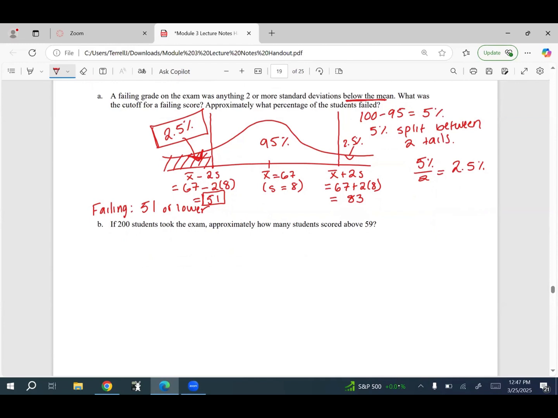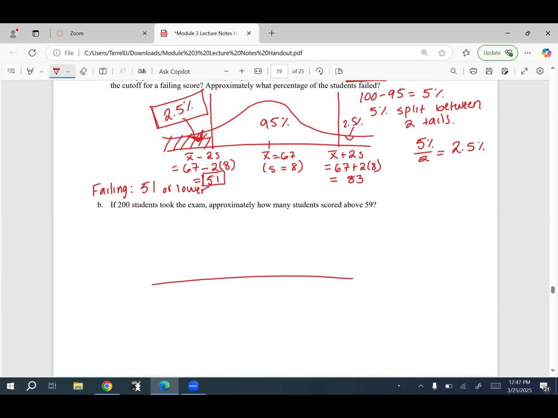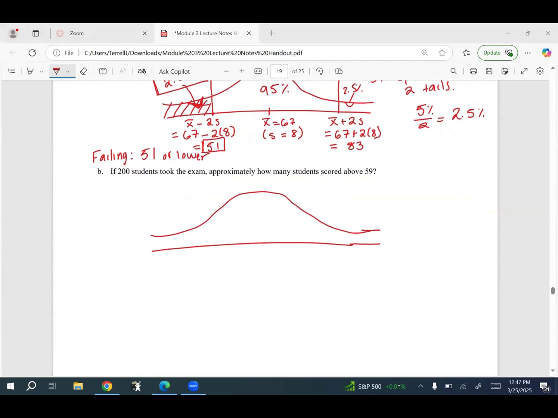Now it says if 200 students took the exam, approximately how many scored above 59? So let's go ahead and draw this one more time. I'm dealing with a normal distribution. We were told earlier that the mean was 67 and the standard deviation was 8. But now we're interested in how many students scored above a 59. So 59 is going to be somewhere to the left of the mean, but I need to figure out how far away it is, how many standard deviations away it is.